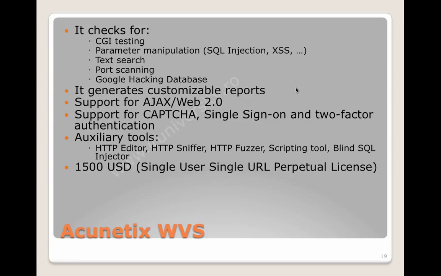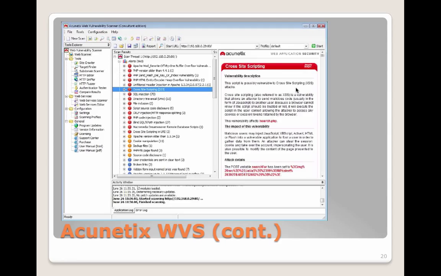Acunetix is a commercial web vulnerability scanner, more complex than Nikto, that can perform numerous tests and is highly customizable. It has a graphical interface and can generate PDF reports with detailed information about the found vulnerabilities. Also, it provides information about how to fix those findings, and it has an HTTP editor, HTTP sniffer, and HTTP fuzzer that you can use for manual penetration testing.